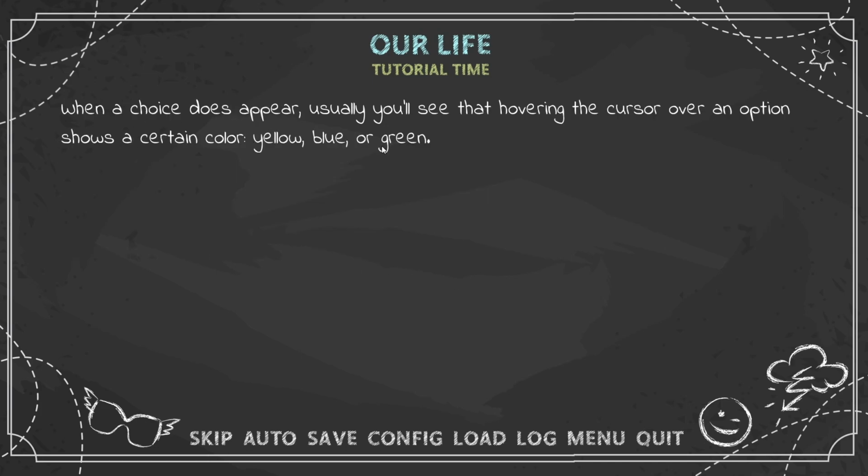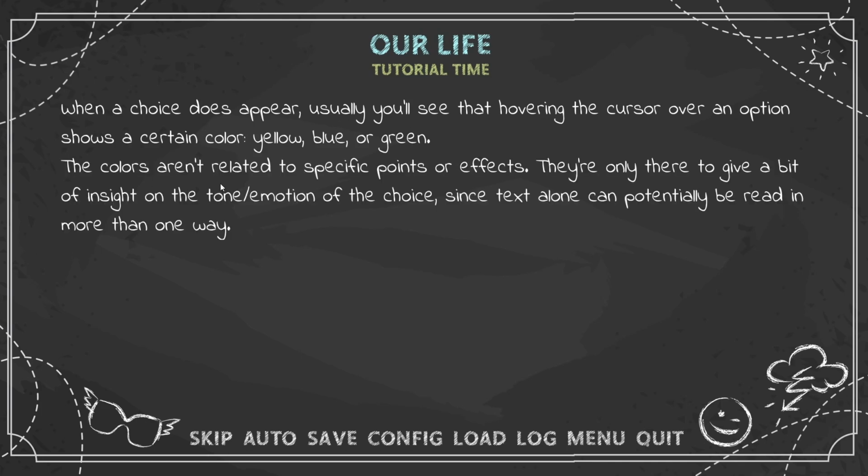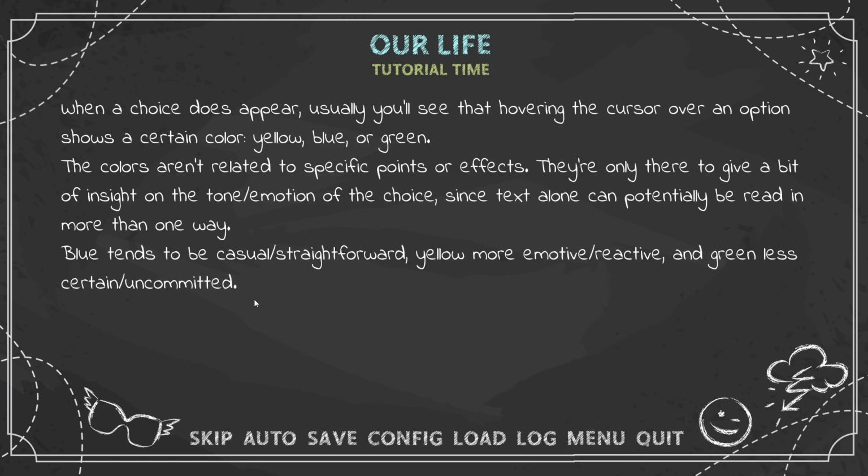When a choice does appear, usually you'll see that hovering the cursor over an option shows a certain color: yellow, blue, or green. The colors aren't related to specific points or effects. They're only there to give a bit of insight on the tone or emotion of the choice, since text alone can potentially be read in more than one way. Blue tends to be casual or straightforward. Yellow is more emotive and reactive. Green is less certain and uncommitted.